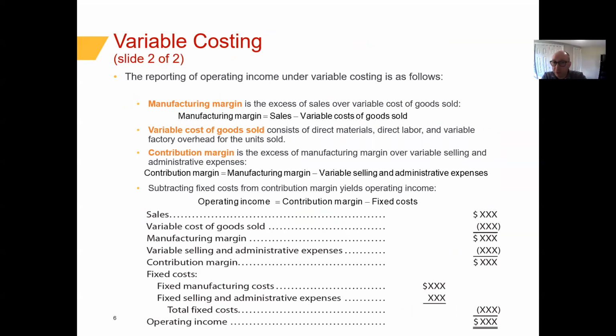Now, when we report our operating income under variable costing, there are a couple of key components that we report. We have, of course, sales. Sales is the revenue we've earned from the sale of our finished goods, minus variable cost of goods sold. Now remember, your variable cost of goods sold consists of direct materials, direct labor, and variable factory overhead.